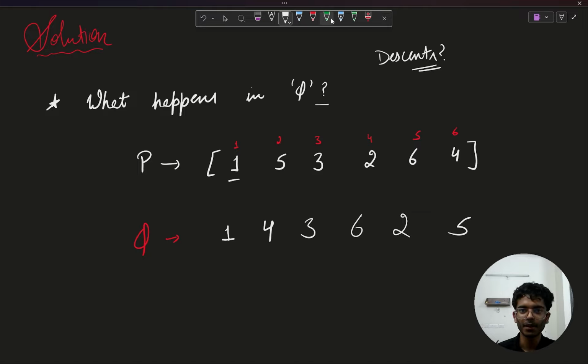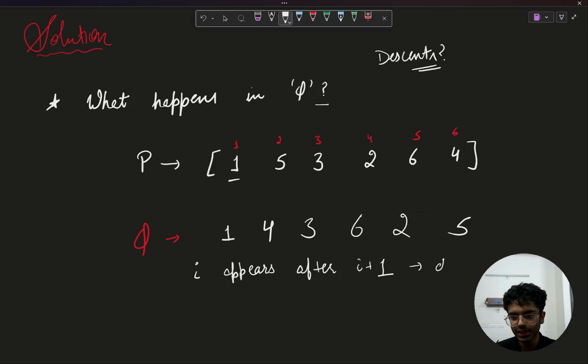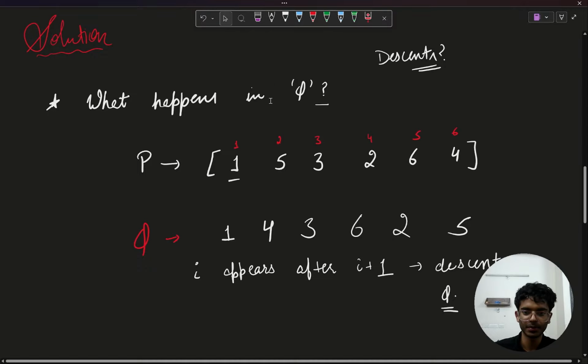Right. Now in general, what we have observed is if a number I appears after I plus 1, it would create a descent in our permutation Q. Right. This is the observation that we just had.